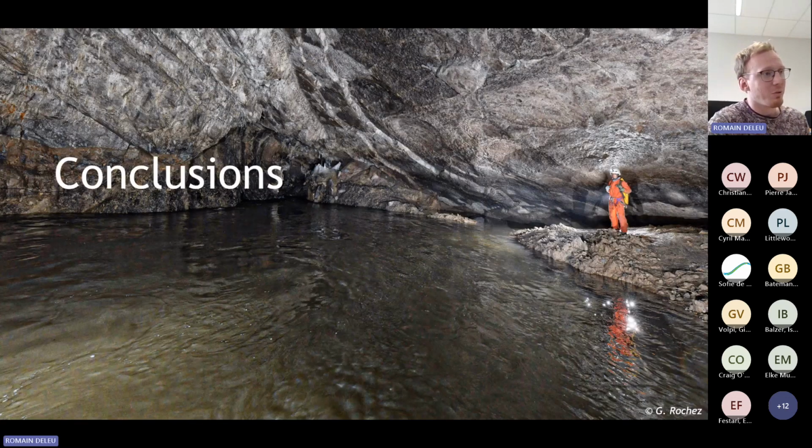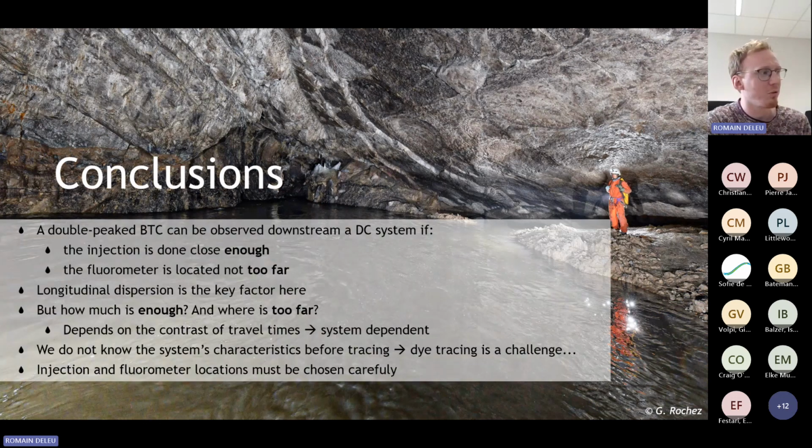So the conclusion of this work is that a double peak breakthrough curve can be observed downstream of a diffluence-confluence system if the injection is done close enough and the fluorometer is located not too far. Longitudinal dispersion is the key factor here, but the question is how much is enough and where is too far? How can we know that we inject close enough and how can we know that we place the fluorometer not too far? Well, this entirely depends on the contrast of travel times.